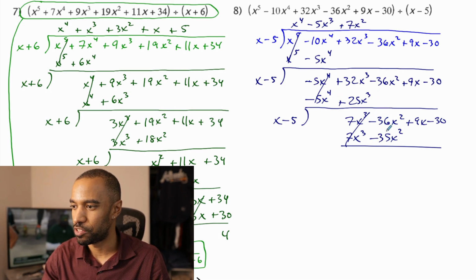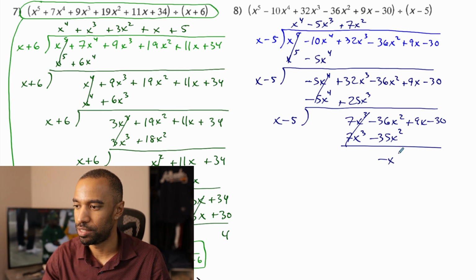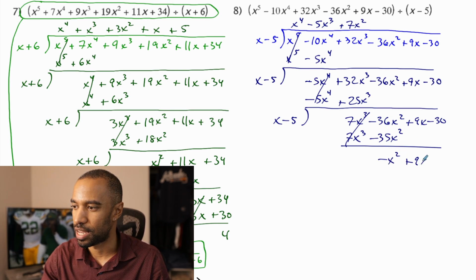All right, negative minus a negative is negative plus, so we get a negative 1x squared there. And then plus 9x minus 30.